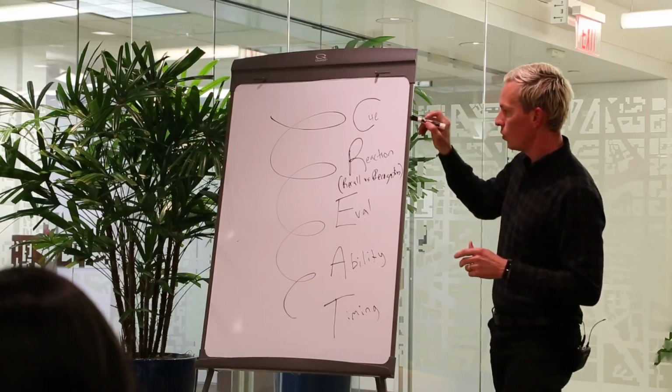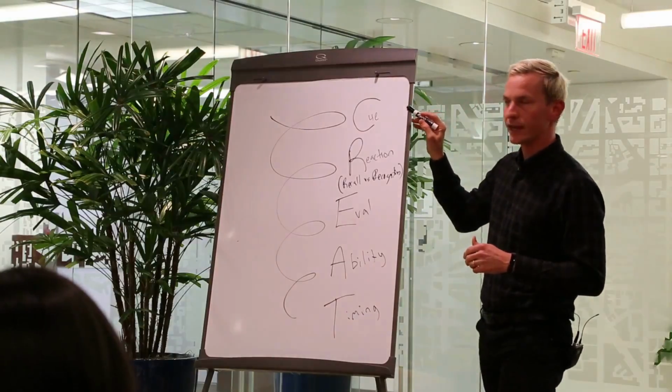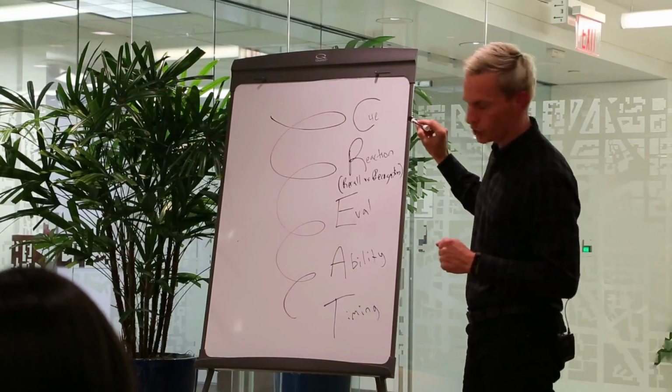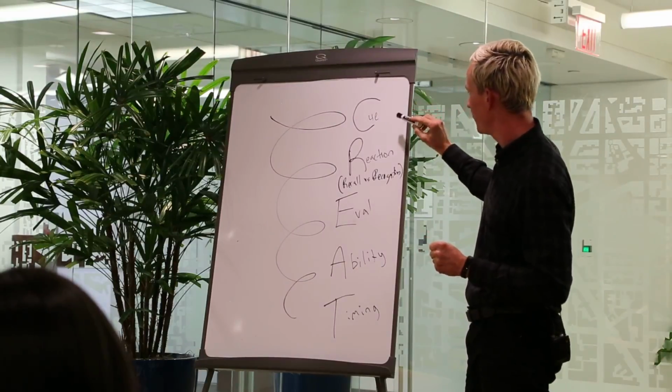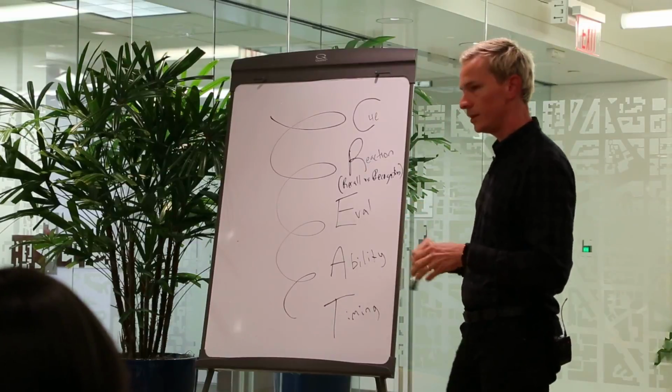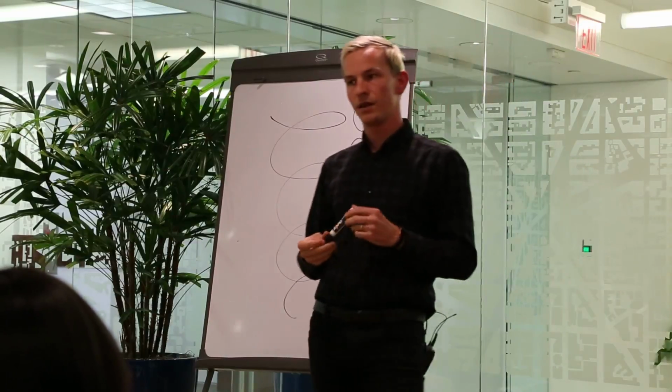Okay, so I can't remember his last name, Steven something. Designing for Behavior Change is the name of his book. I remember that. So: cue, reaction, evaluation, ability, timing. Any questions on this stuff?